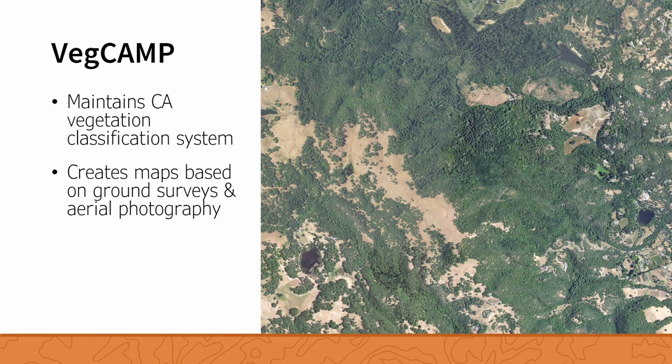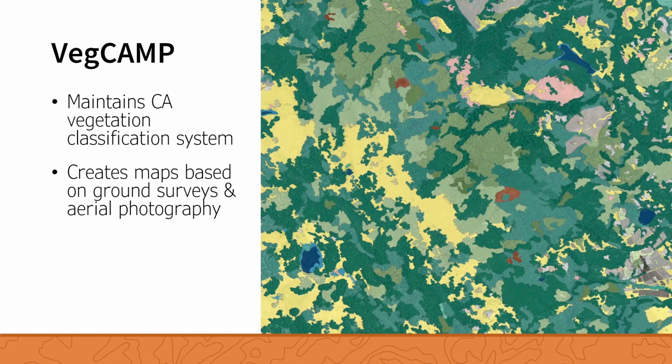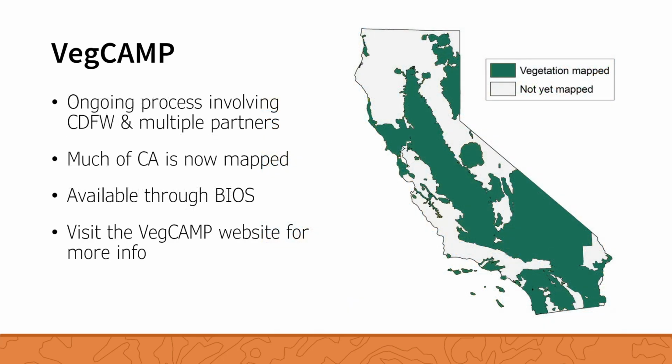The CDFW Vegetation Classification and Mapping Program, or VegCamp, follows the national standards and maintains the vegetation classification system for California. They use ground surveys and aerial photography to create detailed vegetation maps. Communities are given ranks for rarity and threats, similar to the way species are evaluated. The mapping of California's vegetation is an ongoing process. This effort is led by CDFW, along with the assistance of multiple partners.